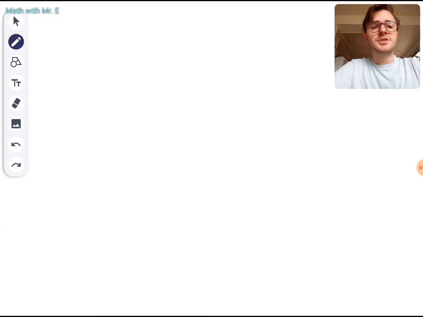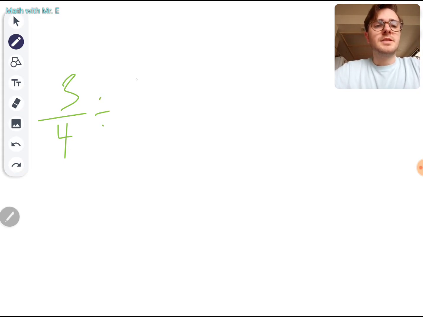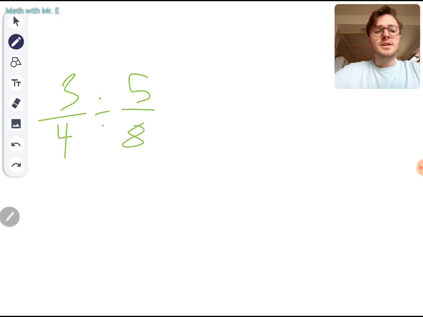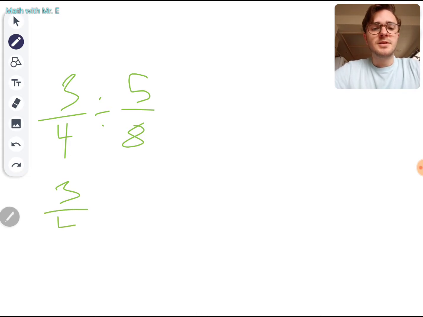Okay, so one more fraction by fraction. Let's do 3/4 divided by 5/8. So for this one, again, we're going to leave the left side alone. We're going to change division to multiplication, and we are going to multiply by the reciprocal of 5/8. So we've got 3/4. We are multiplying, and the reciprocal of 5/8 is 8/5.